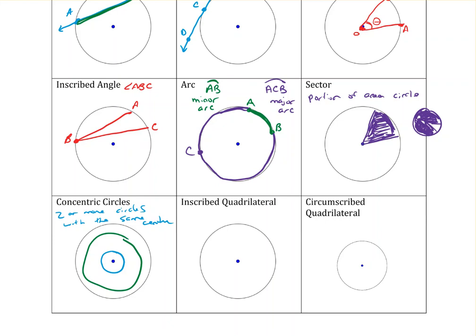An inscribed quadrilateral is a quadrilateral that has all four of its vertices on the circle. And it's inscribed because each vertex is on the edge of the circle. We're going to do a lot of inscribed polygons and inscribed shapes in this unit. A circumscribed quadrilateral is something where instead the quadrilateral is actually on the outside and it barely touches the circle.